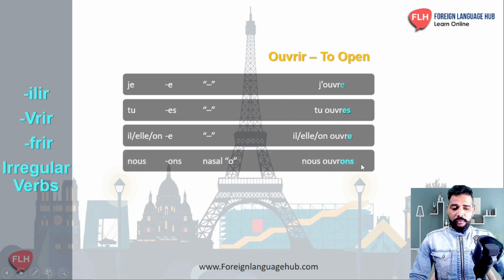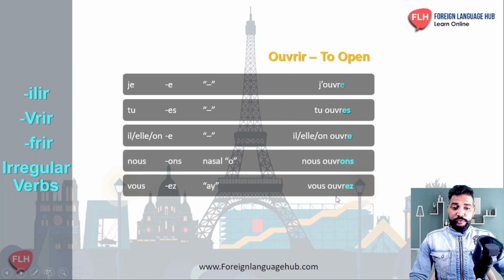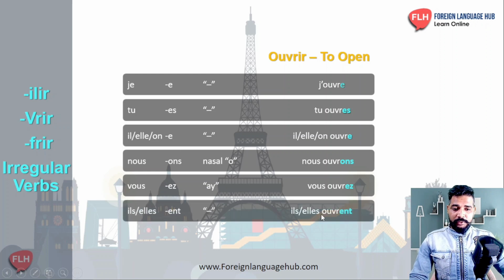Nous ouvrons, vous ouvrez, and the last one is ils, elles ouvrent. Sorry, it's plural, so it won't include on. The nous and vous forms will have different pronunciation, while the other four will have similar pronunciation. Isn't it easy? Let's move on to the next one, probably the most confusing, I would say, not difficult.